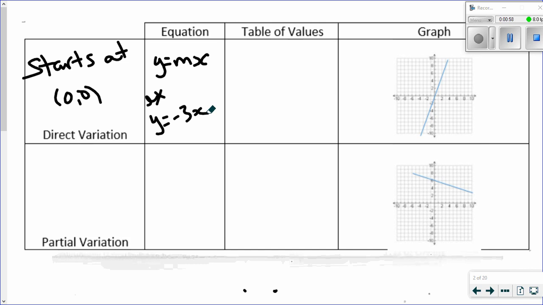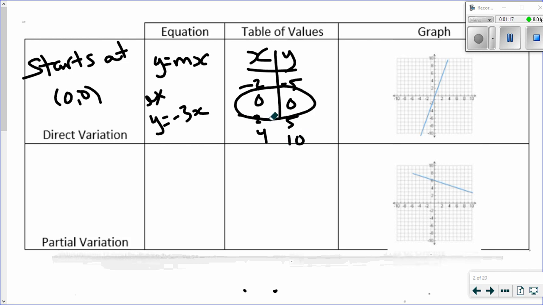On a table of values, it'll look something like this. X's and Y's: negative 2, 0, 2, 4, and these are just numbers. There's no equation that I'm actually basing these off of. But what I want you to notice is that it's (0, 0) in the table of values. It is (0, 0) on the graph.